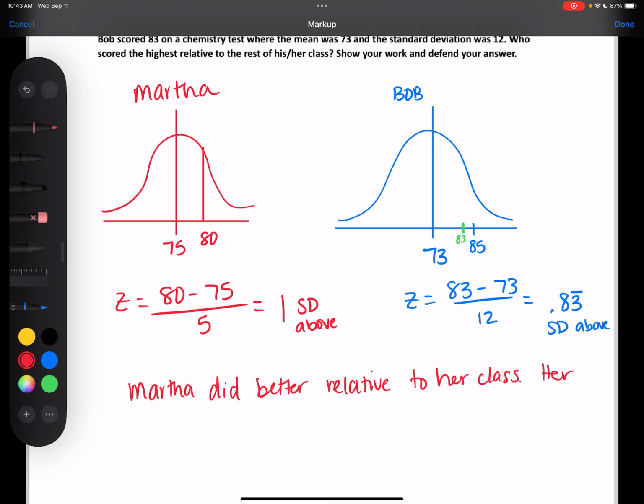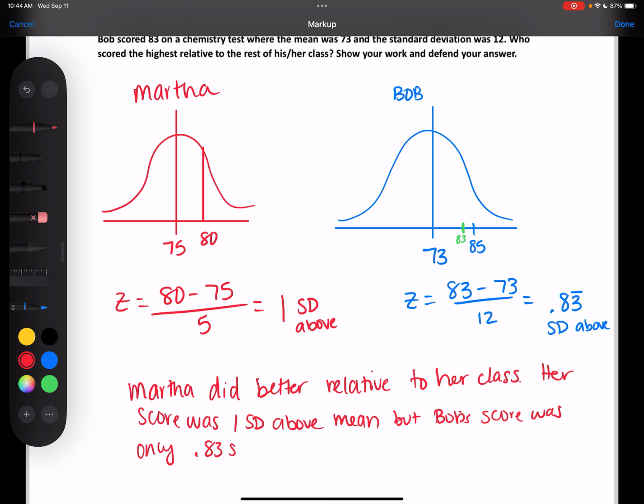Her score was 1 standard deviation above the mean, but Bob's score was only 0.83 standard deviations above the mean. So I've essentially shown work 2 different ways and then summarized it up.